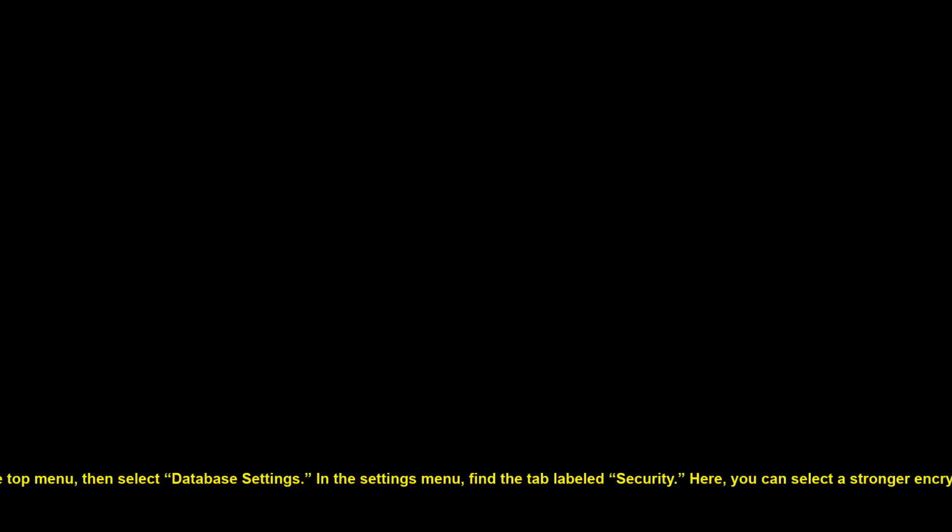Now, let's enhance the encryption method for your database. Click on Database in the top menu, then select Database Settings. In the Settings menu, find the tab labeled Security. AES is a widely trusted choice, so ensure it is selected. After adjusting the settings, click OK to save your changes.